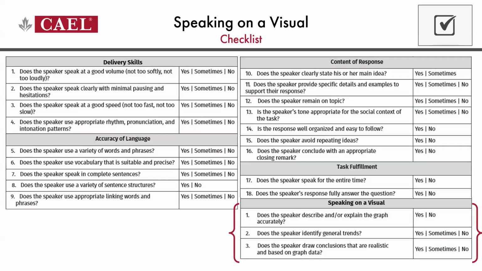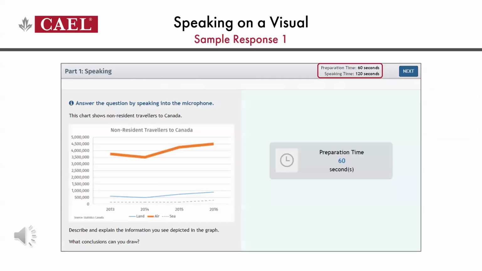You should definitely have more than one conclusion. I demonstrated one about the dip in that first year. And again, they have to be realistic. So all of those elements are going to help your score for this particular response.